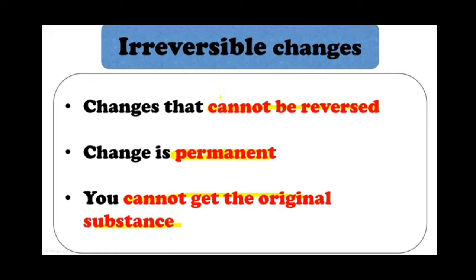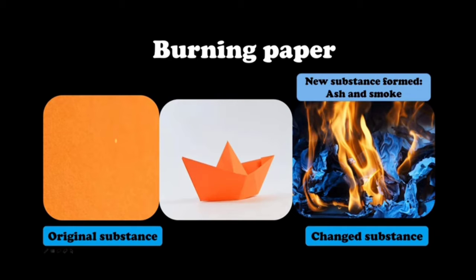So we'll take some examples, like the first form we have taken, the boat. The original substance was a paper, we made it into a boat. Then now we have put this boat into a fire. So now we cannot get that paper back, right? It has changed into a different substance, totally a different form. So that's why we cannot get the original paper or original boat that we made. That is called irreversible change. Did you get that?